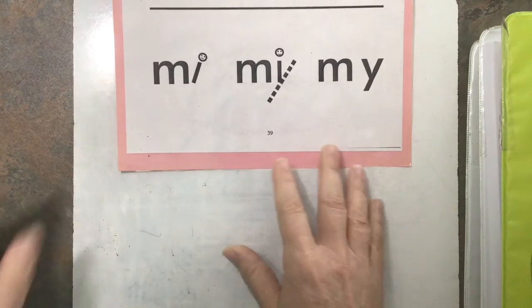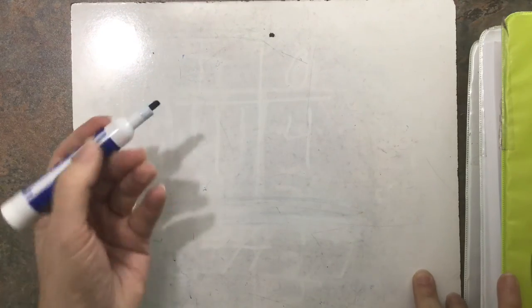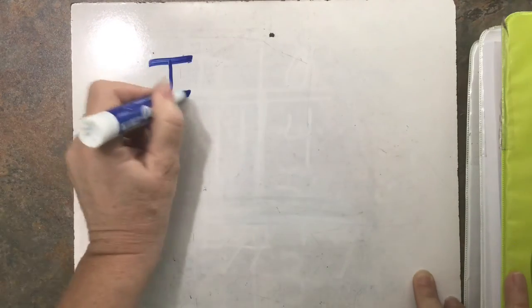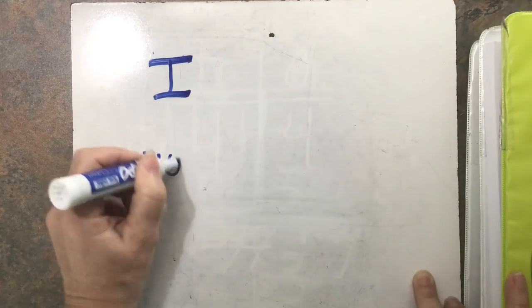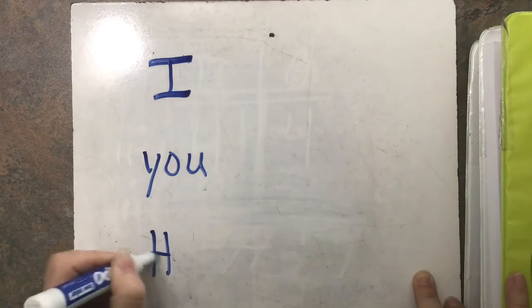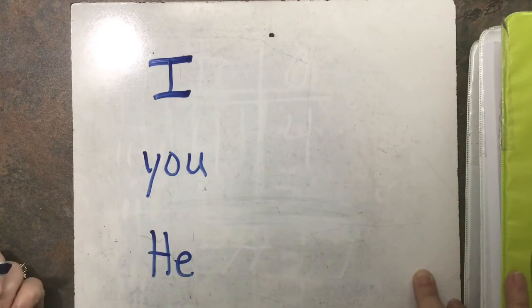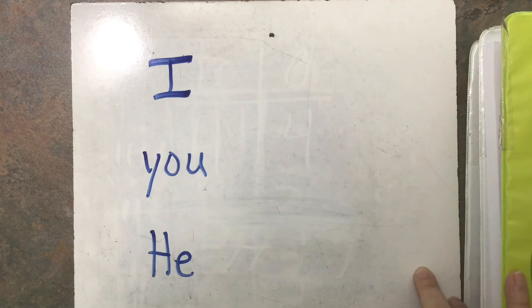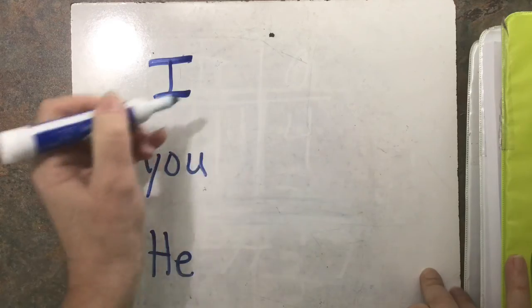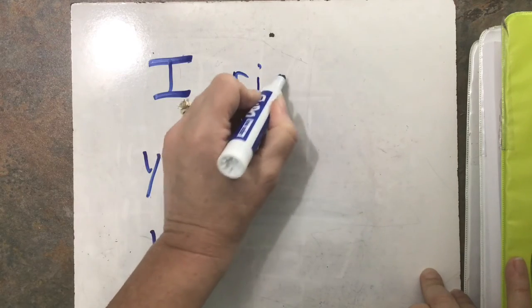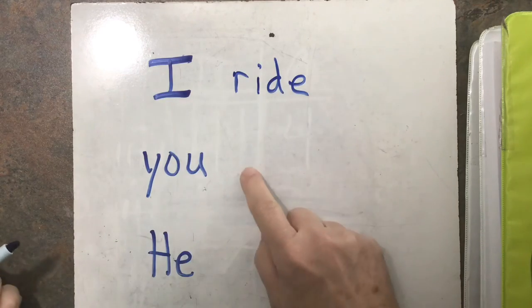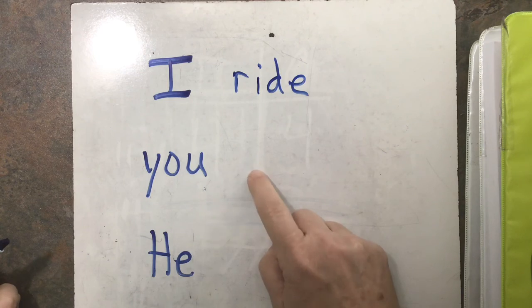The next thing that we're going to be covering is we need to just review our conjugating verbs. We've done this lesson before. We're just going to cover it one more time. So we're going to start off with I, you, and he. Let's do the word ride. I ride. What do you ride?